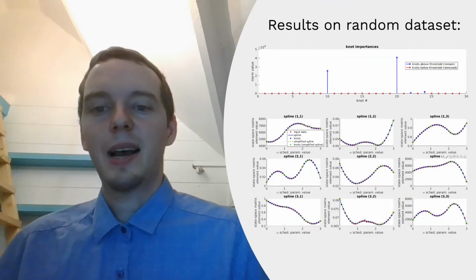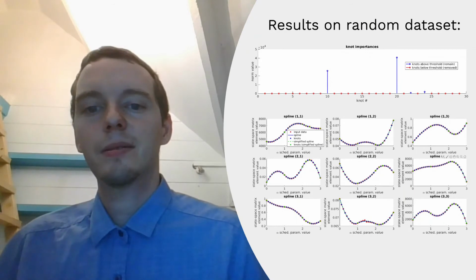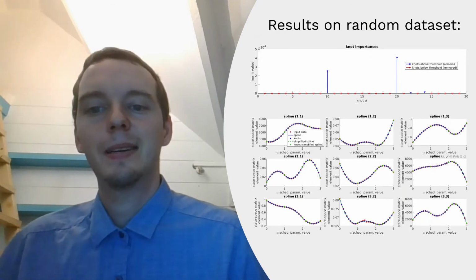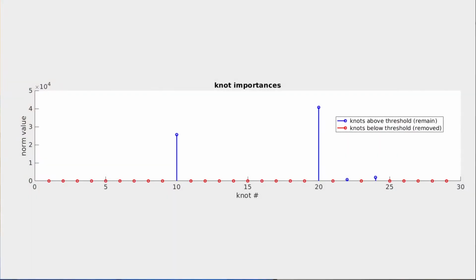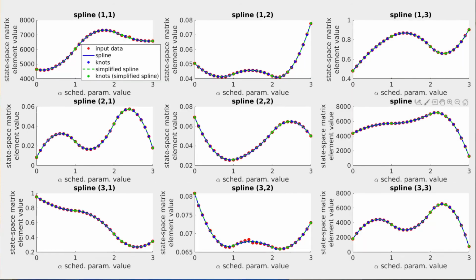So then there's this other example dataset, which is based on randomly generated splines. This is again the diagram of the knot importances for this dataset. Here we see that the algorithm removes 26 out of 30 knots. The green dashed line is on the red dots nicely here as well, which means that the simplified spline fits the input data well.